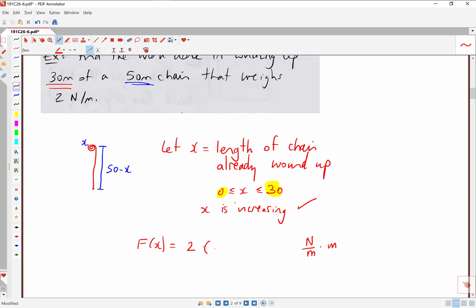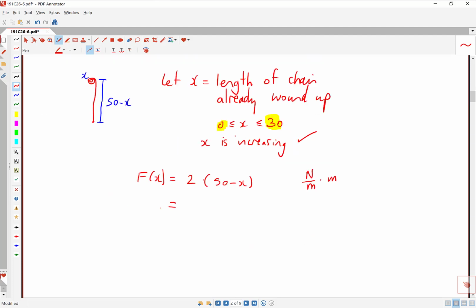So we need to multiply that 2 by 50 minus x. And this is telling us how much the unwound chain weighs. So if we just simplify that a little bit, our f of x is 100 minus 2x. Units there are newtons, and this is the force that's going to be integrated to get our work. Okay, so now we can write down our general formula for work. Work is going to be the integral between 2 specific x values of your force function integrating with respect to x.